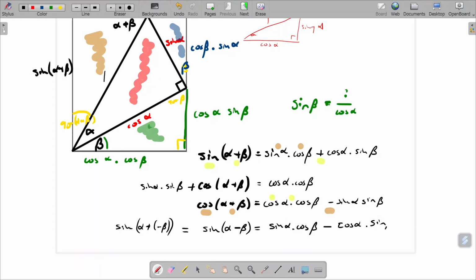sine beta. And if we were to look at cos of alpha minus beta, we'd get cos alpha cos beta plus sine alpha sine beta. But these 4 formulae are given to you on the formula sheet. So again, I remind you, you do not need to learn them off by heart.